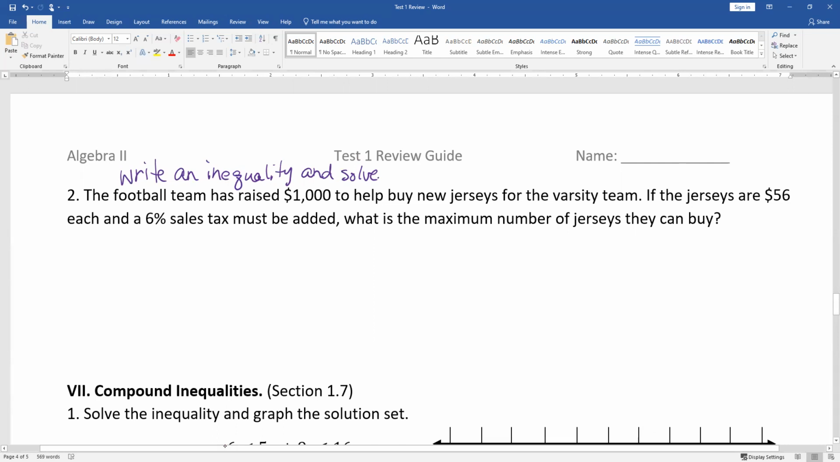So we know that this is the idea of cost. So price times tax times the number of items equals our cost. And our cost needs to be what compared to $1,000?